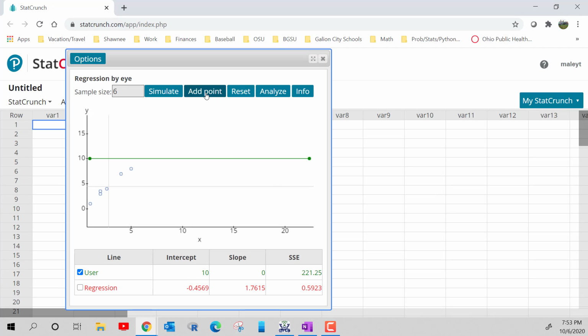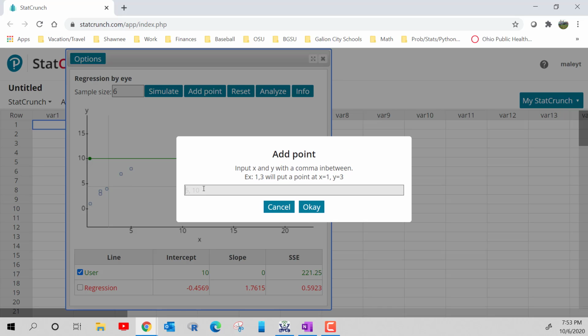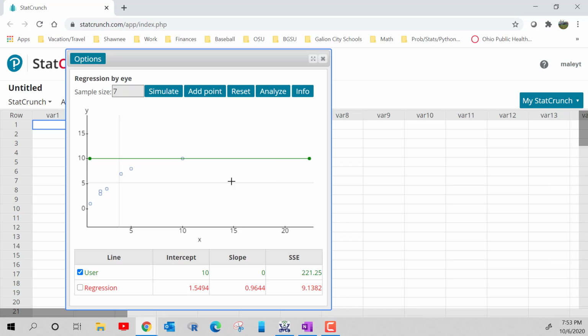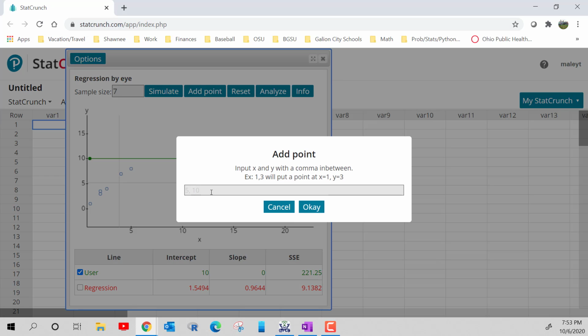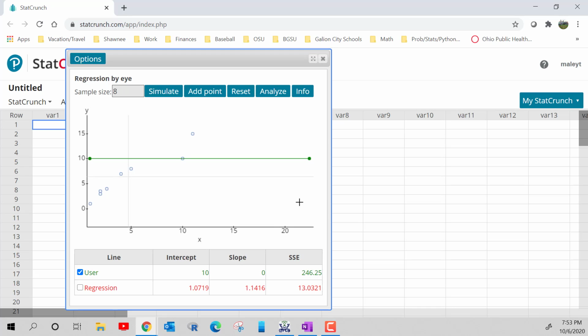So we need 2 more. How about 10, 10? And let's do 11 comma 15. Okay, so I have some dots here that have this positive trend to it. And if I check this box, that's actually showing me what the regression line is.